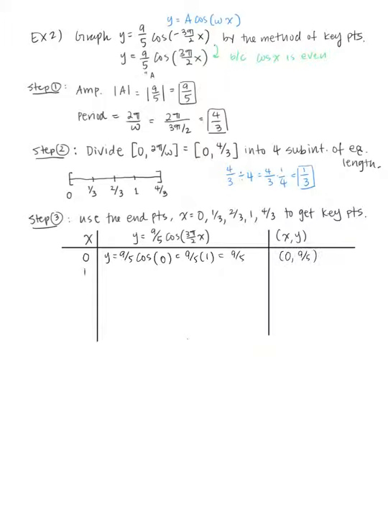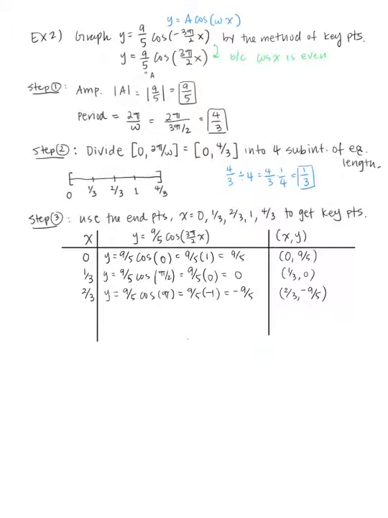Now when x is 1/3, y is 9/5 cosine of, sorry, pi over 2. Cosine of pi over 2 is 0, so you're going to plot 1/3 comma 0. And when x is 2/3, y is 9/5 cosine of pi. Cosine of pi is -1, so y is -9/5. So this is 2/3 and then -9/5.